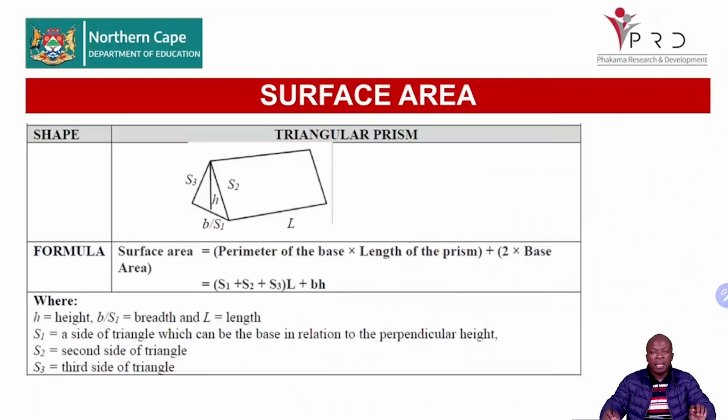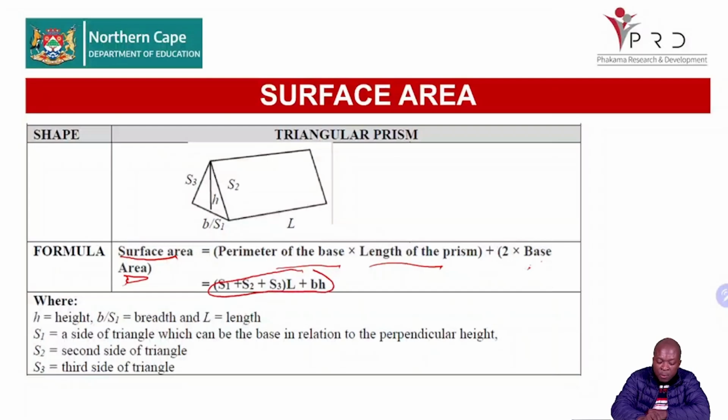So we have talked about when the shape is a rectangle, when the shape is a cube, when the shape is a cylinder. Now we are talking if the shape is in the form of a triangular prism. Then the formula, if you want to find surface area, will be the perimeter of the base times the length plus 2 times the base area. This is the formula which the examiner will give to you in examination. So it's going to be S1 plus S2 plus S3 times the length plus B times H. Let me explain that. H is the height, B is the breadth, and then L is the length.